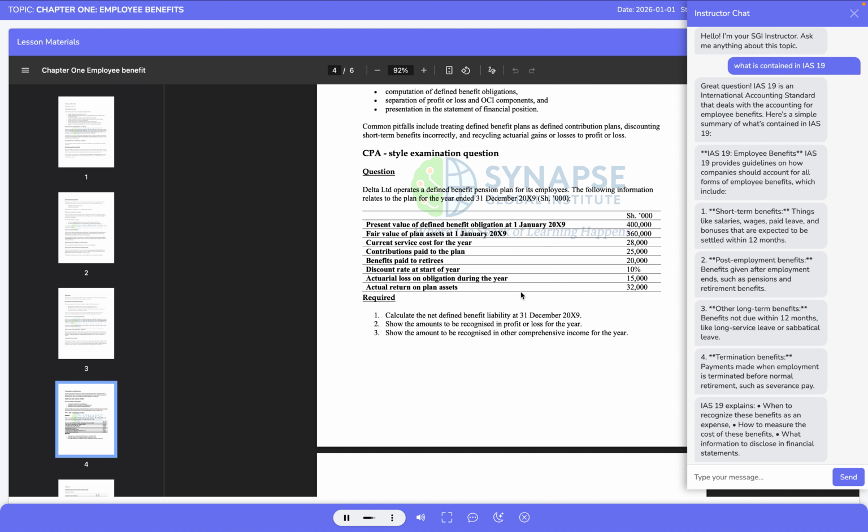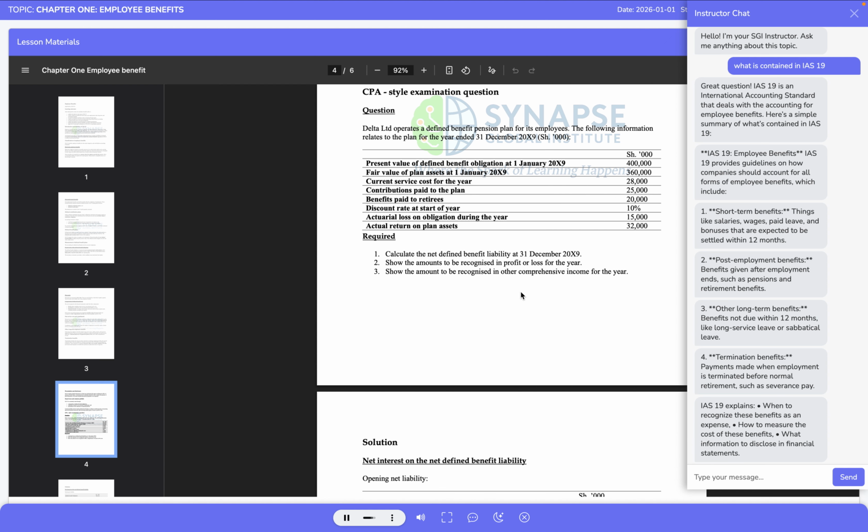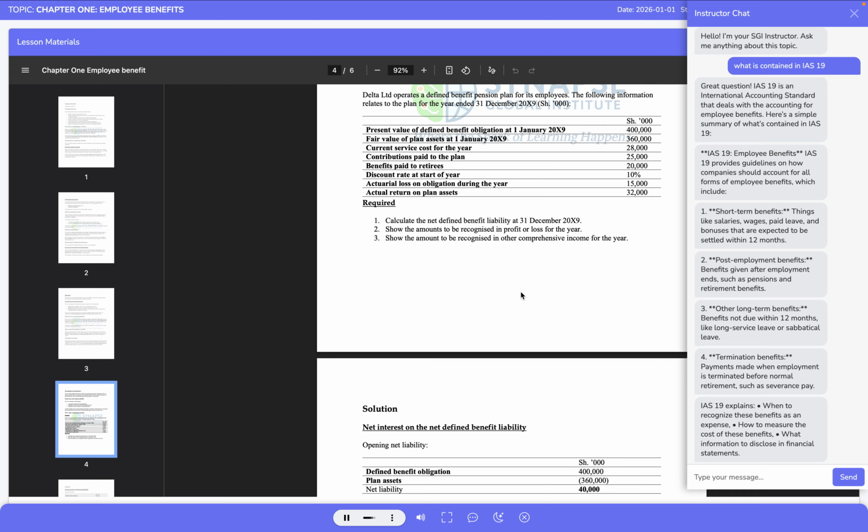Applying IAS 19, net interest is calculated on the opening net liability of 40 million shillings at 10%, giving a net interest cost of 4 million shillings.